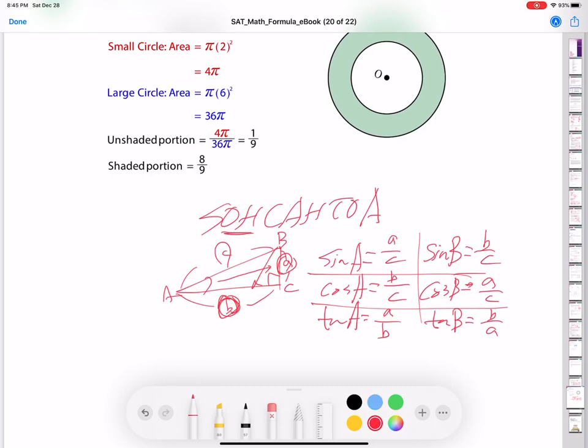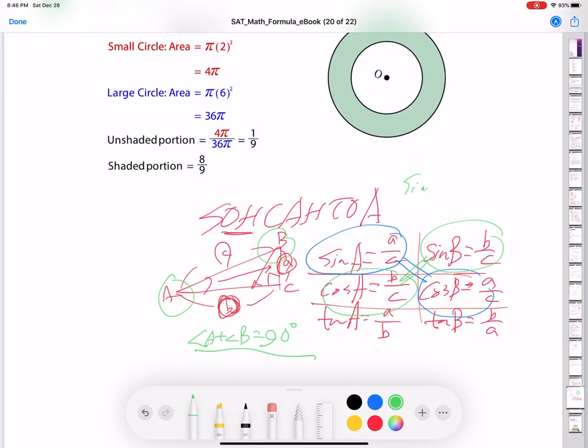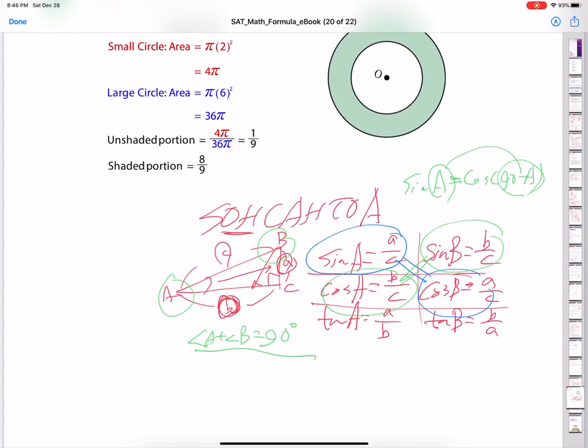So can you see that sine A is equal to cosine B, and sine B is cosine A? Why? Because angle A plus angle B is 90 degrees. Angle A and angle B are complementary angles. For complementary angles, the sine of one angle is always equal to the cosine of the other. Sine 30 is cosine 60, always. So sine A is cosine of 90 minus A, because A and 90 minus A are complementary angles. That makes sense, right?